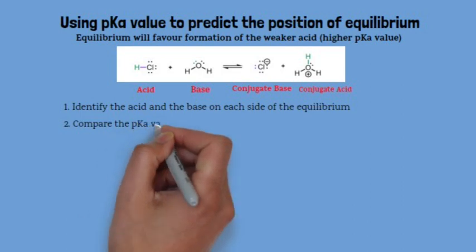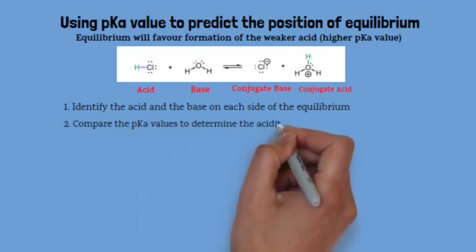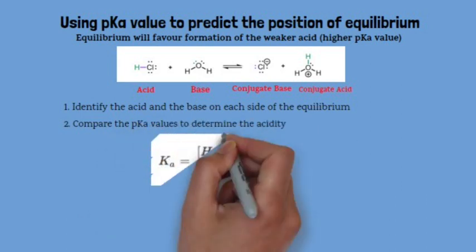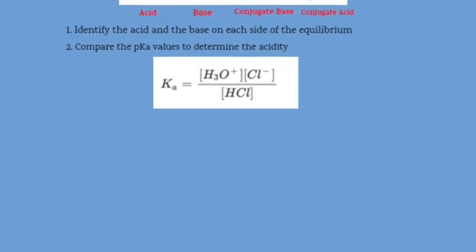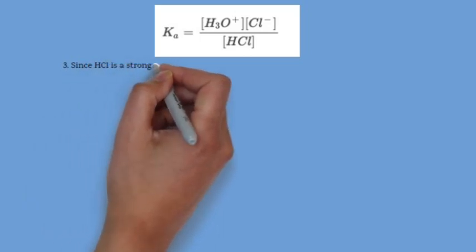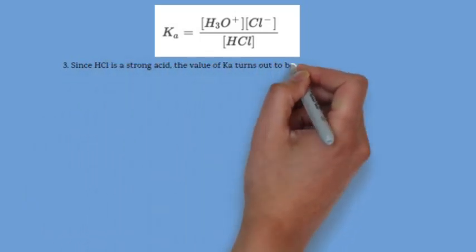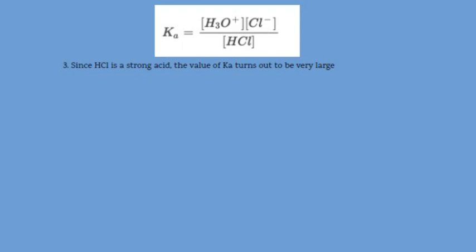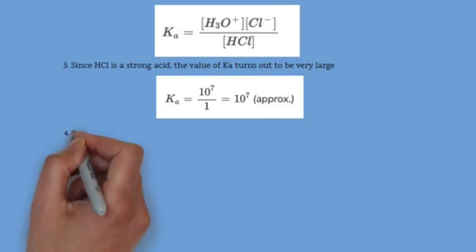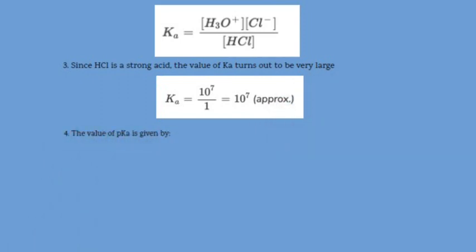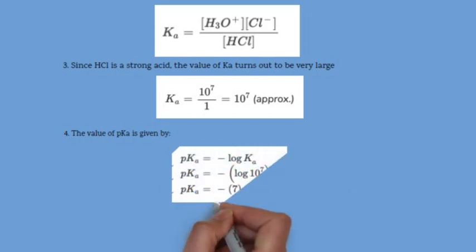Step 2. Now we must compare their pKa values to determine the acidity. Noting that Ka can be calculated as the ratio of the product of the concentrations of the products to that of the reactant, in this case, the following. Step 3. Since HCl is a strong acid, the value of Ka turns out to be very large. Ka equals 10 to the 7 over 1, which is approximately 10 to the 7. Now step 4, therefore the value of pKa is given by the following.